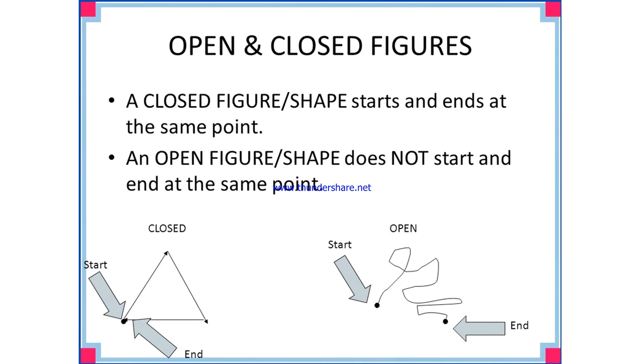Let's see the definition. Open curve means the starting point and ending point will be different. See this figure. You are starting from here, you are making something, and see the ending point. The starting point and ending point are different. That is called an open curve. But when we come to the closed curve, you start from here, go around and complete at the same point. Then it is called a closed curve. The closed curve is called a shape.